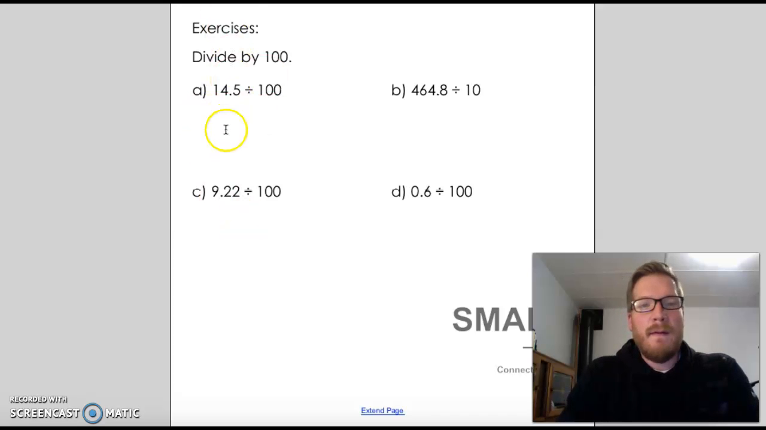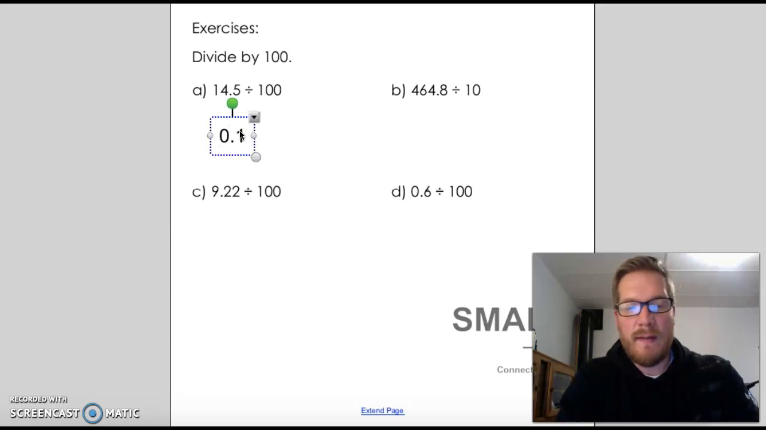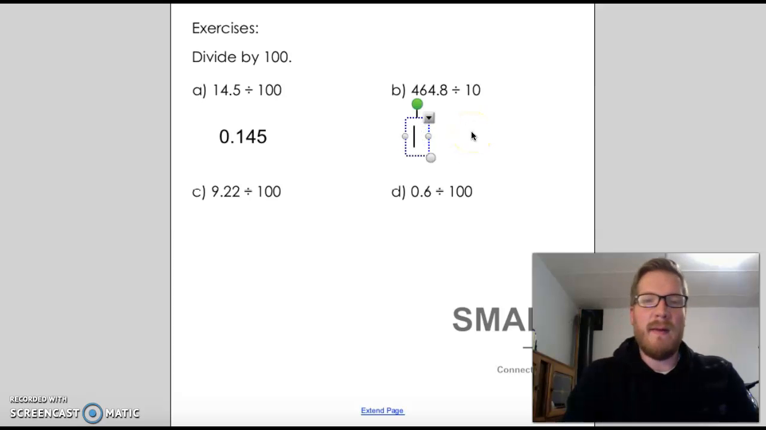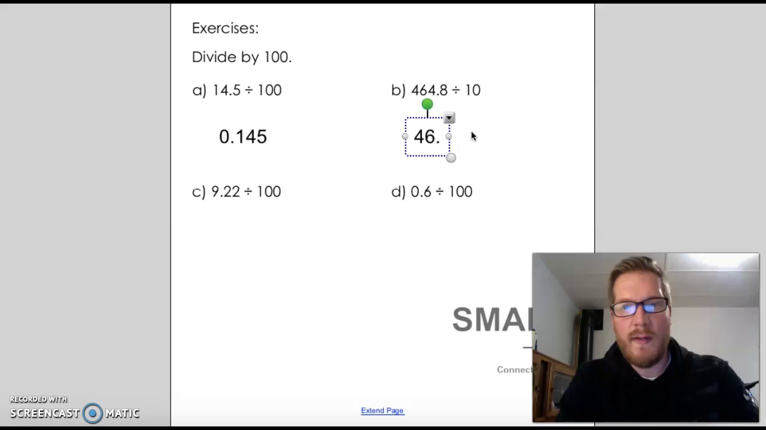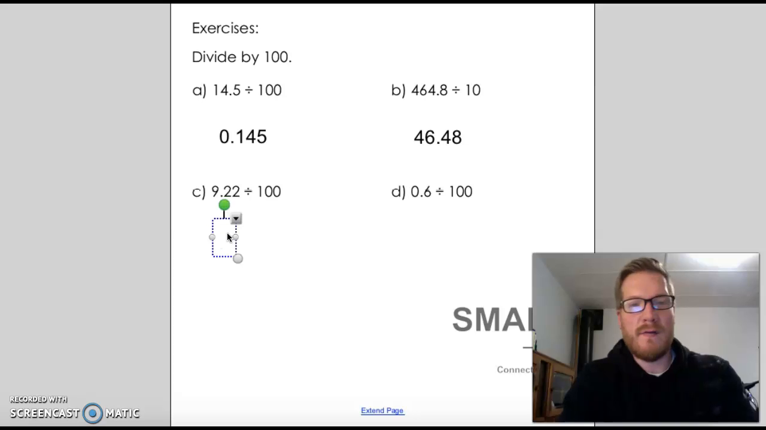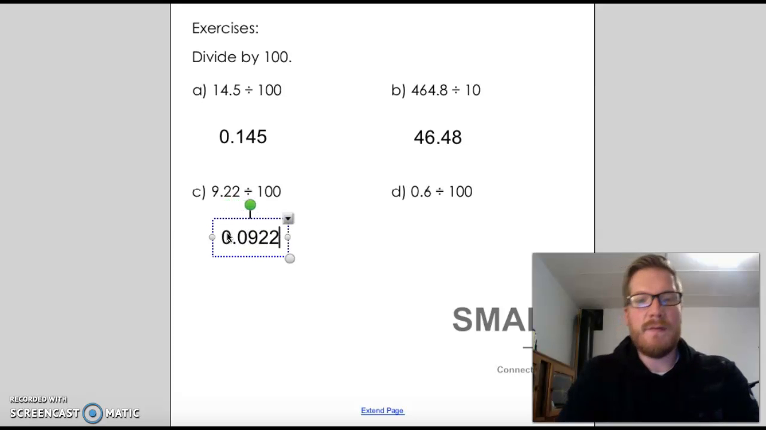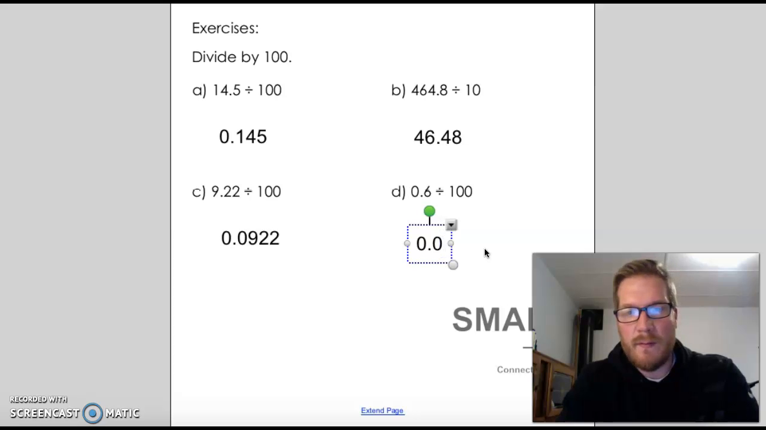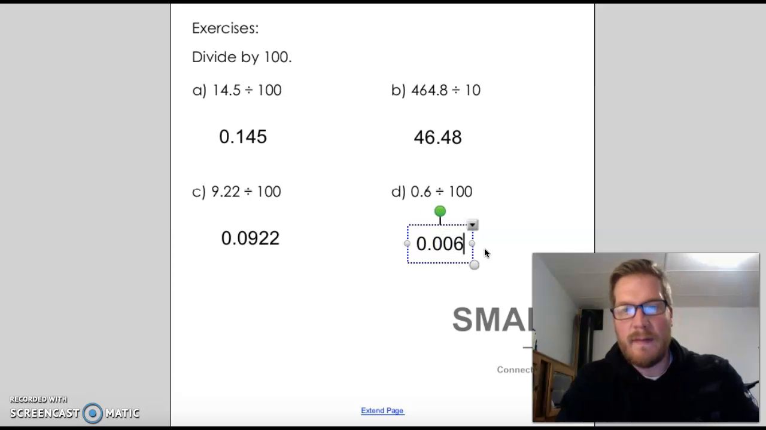So if we're going to divide 14.5 by 100, it goes 2 places to the left, so we get 0.145. Here we have 464.8 divided by 10. That's going to give us 46.48. 9.22 divided by 100, 2 places to the left, 0.0922. And then 0.6 divided by 100. Decimal place goes 2 places to the left, so 0.006.